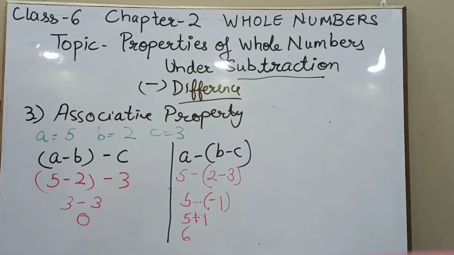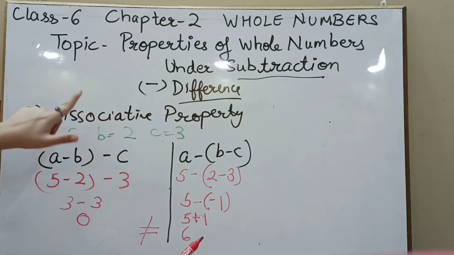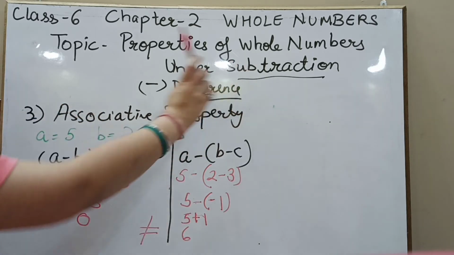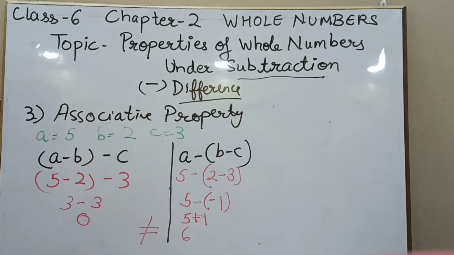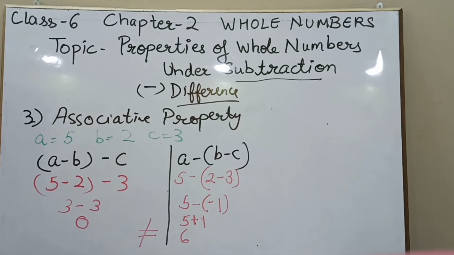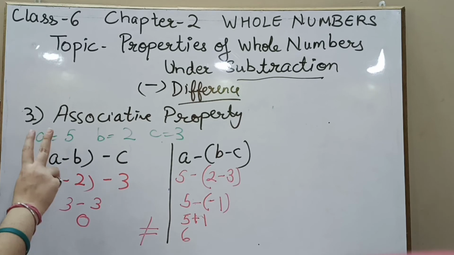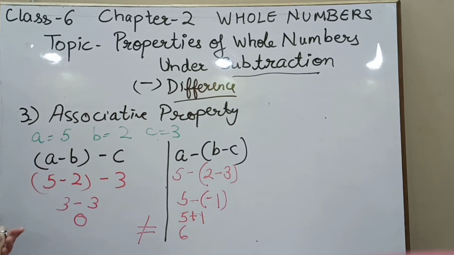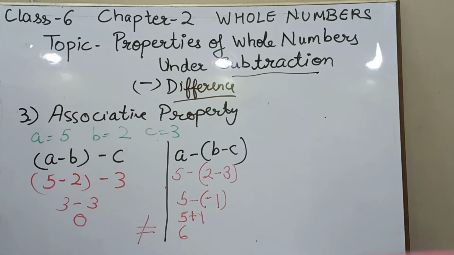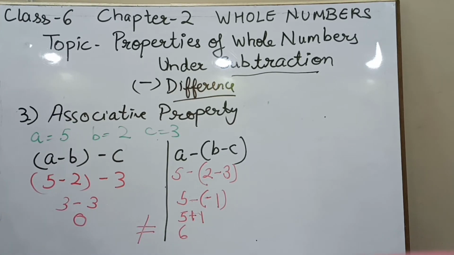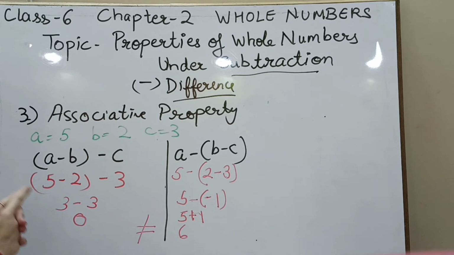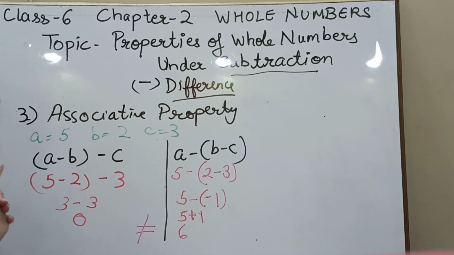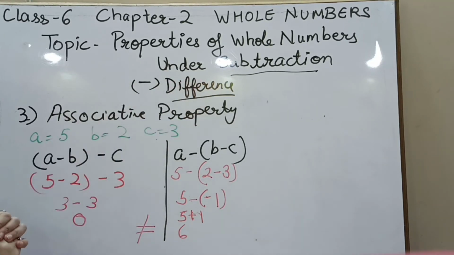So -5 + 1 is -4... Did we get the same answer? Here I got 0, here I got 6. So this is not equal. So associative property under the operation of subtraction is also not true. In this property, we can say that the difference of 3 numbers, even if we change the associativity of the numbers, the answer will not remain the same. The answer is going to change. So this associative property is not true under the operation of subtraction.